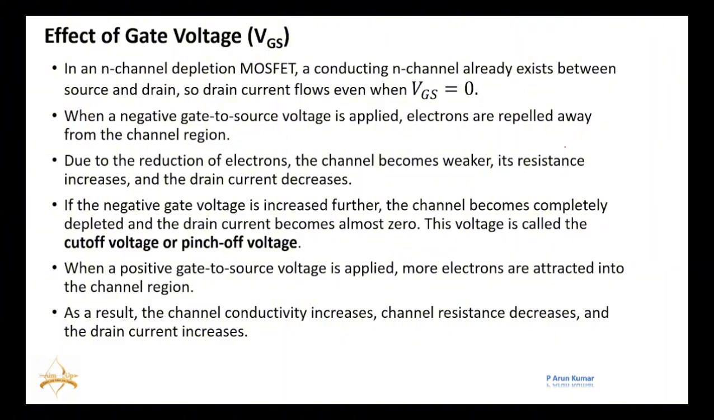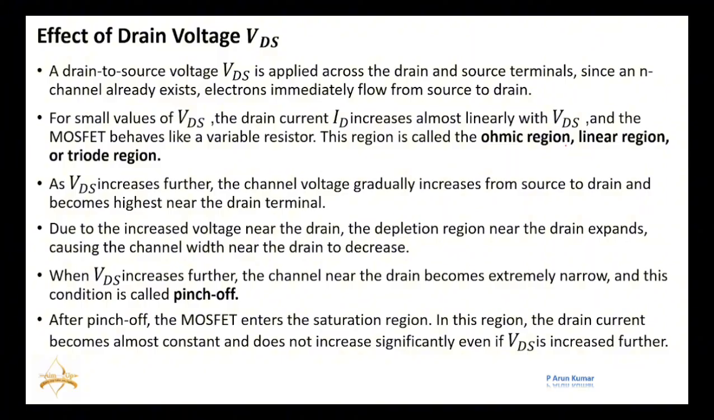Just go through it. These are the points of effect of VGS. By increasing this VGS, what happens in the MOSFET? Just take this snapshot and go through it. And these are the points of effect of VDS. By increasing this VDS, keeping VGS constant, what happens? Just take a snapshot and go through it.